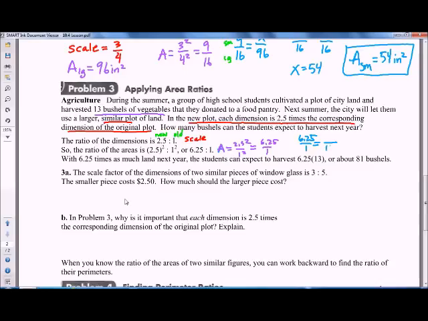And in the old, we got 13 bushels. X is going to give us the new bushels. We solve that, about 81 bushels. Pause the video and do the next example.